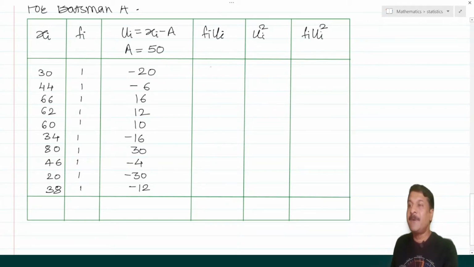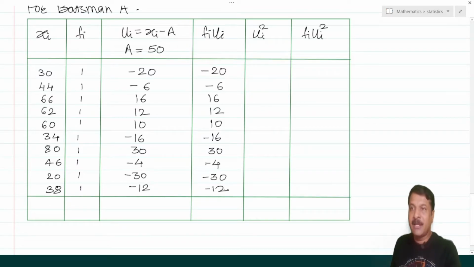Then what is fi ui? In this case fi is 1. That is why same value there. Minus 6, 16, 12, 10, minus 16, 30, minus 4, minus 30, minus 12.